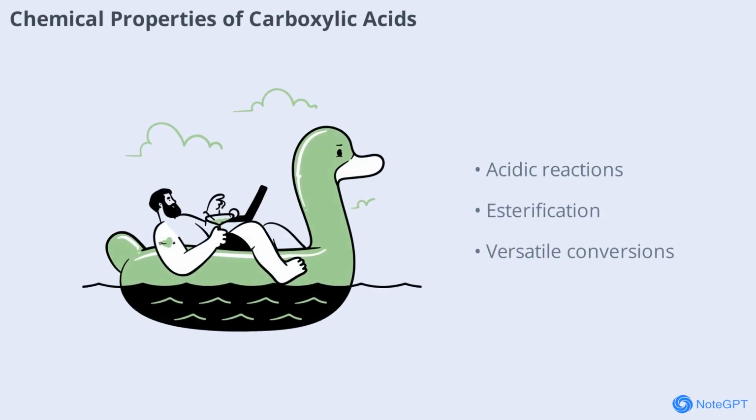Carboxylic acids are known for their acidity, which comes from the ability to donate a proton from the COOH group. They react with bases to form salts and with alcohols to form esters in a process called esterification. Carboxylic acids can also be reduced to primary alcohols or converted to acid derivatives like amides and anhydrides. Their versatile reactivity makes them key players in organic synthesis.